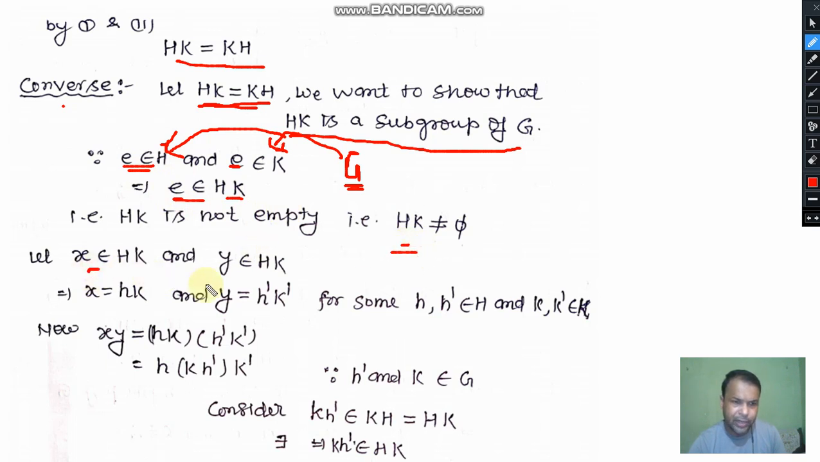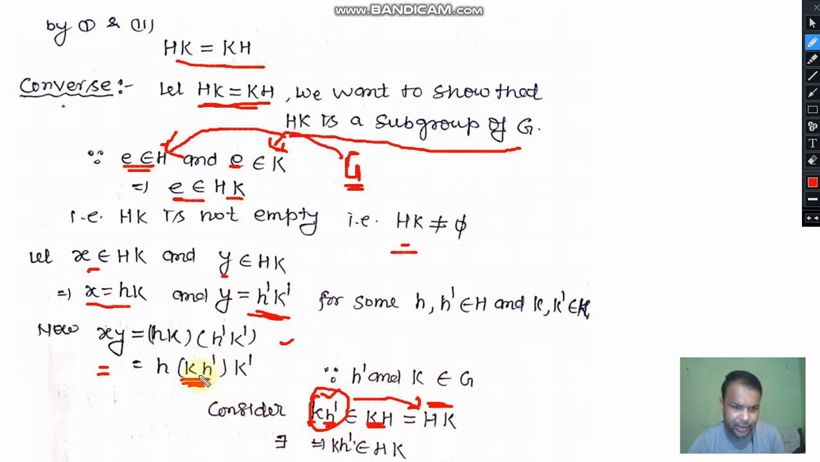Let us assume that there are two elements x and y which are available in HK. So the nature of x will be equal to hk and the nature of y will be equal to h'k'. This is our assumption. Now what will be the product of these two, x and y? This will be written here, and here we are applying the associative property. Now please note this part, kh'. What will be kh'? kh' will belong to KH, because the first element belongs to K and the second element belongs to H. So this will belong to KH, and KH is equal to HK. So these elements will belong to HK. Please note it. This is the element which also belongs to HK.